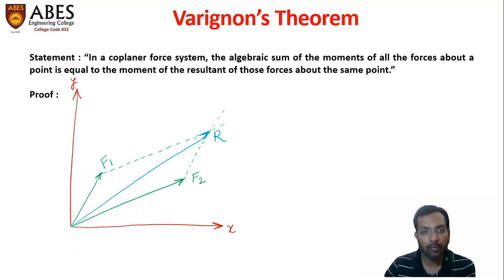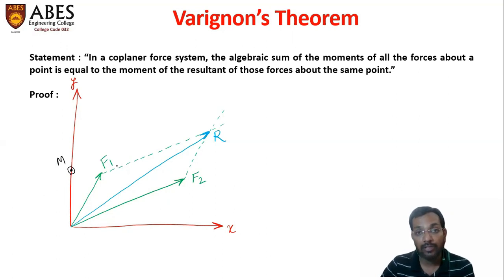Now we will choose a point about which we will take the moment of these forces. For simplicity, we will choose the point on the y-axis. Let us suppose that the point is this, M. This is the point about which we are going to take the moment of the forces F1 and F2, as well as the moment of the resultant. For taking moment, we need the minimum distance of the line of action of the force from the point, meaning the perpendicular distance.